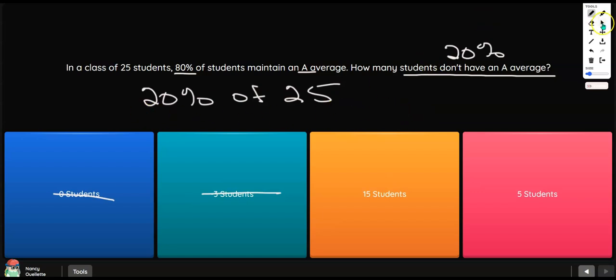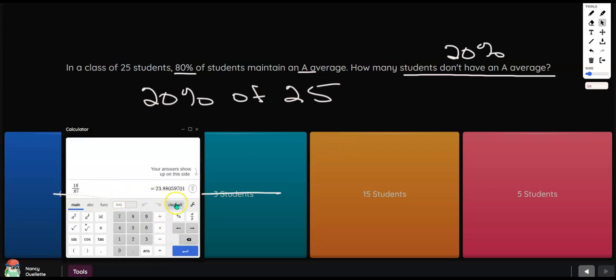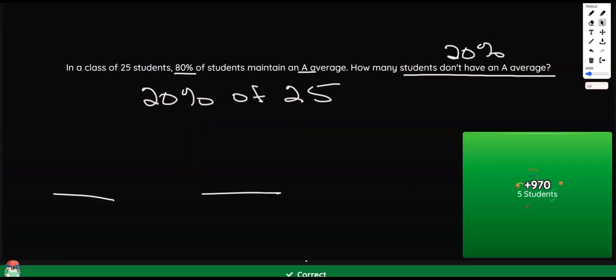20% of 25, I can use my scientific calculator. And all I need to do is do 20% of, and then it puts the of in there, 25, and that is 5. So that's our answer right there.